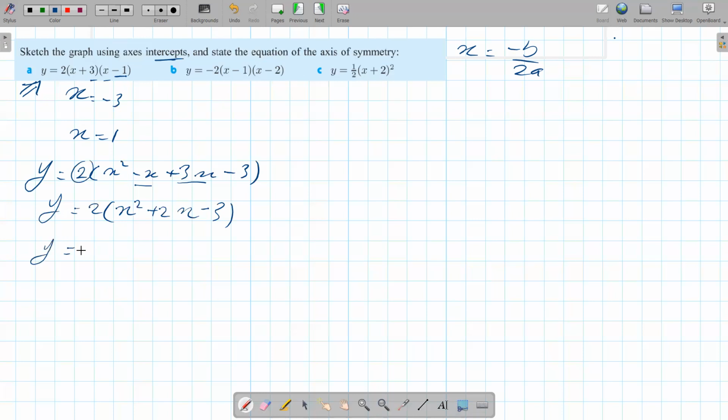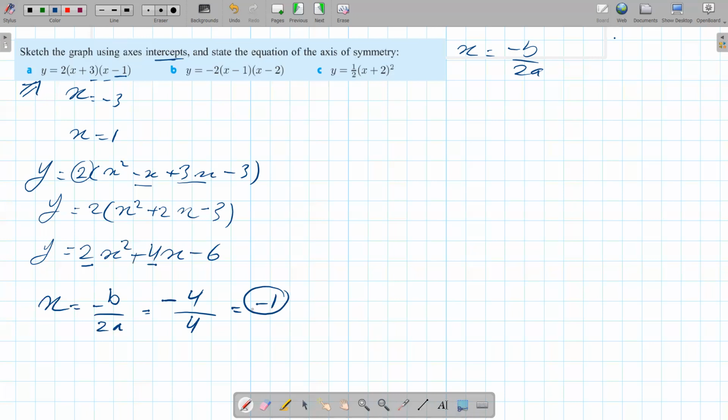Then y equals 2x squared plus 4x minus 6. Till now, is it clear? Yes. Okay. To find the axis of symmetry, which is x equals negative b over 2a, we're going to substitute 4 instead of b and 2 instead of a. It becomes negative 4 over 2 times 2, which is 4. It becomes negative 1. This represents the axis of symmetry, which is x equals negative 1.